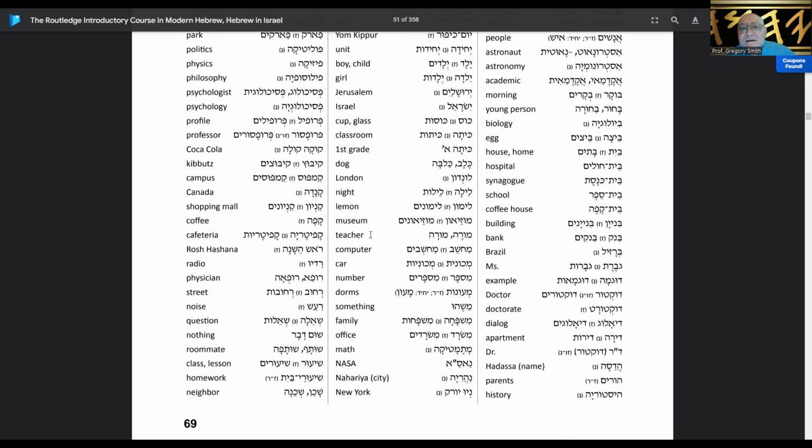Okay, let's see here. We got bayit or batim for house or houses. Beit holim. Yeah, that comes from hola, which means sickness. So it's like a house of sickness.